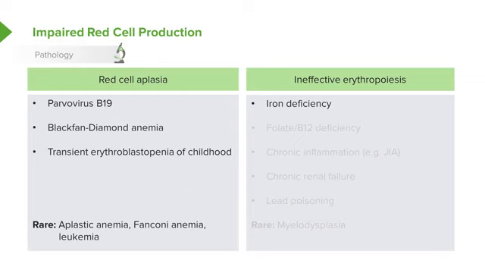One is obviously iron deficiency. Patients could also be folate or B12 deficient. Chronic inflammation, such as juvenile idiopathic arthritis, can cause an ineffective erythropoiesis.